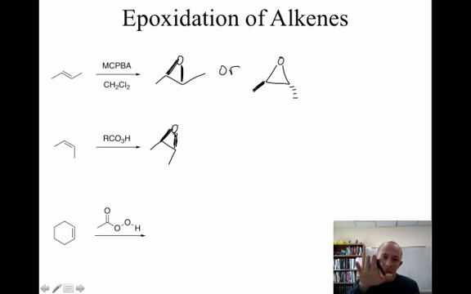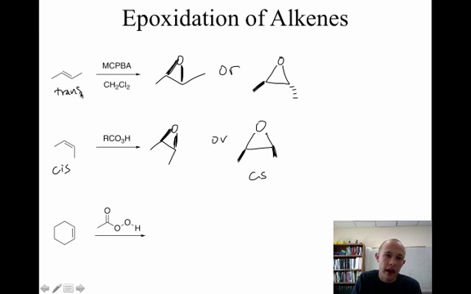But now if we tilt it back into the plane of the page here, both of the methyl groups are together. So we're going to get a cis epoxide in this case, right? So a cis alkene is going to generate a cis epoxide, meaning the two methyls are together. A trans alkene will generate a trans epoxide.